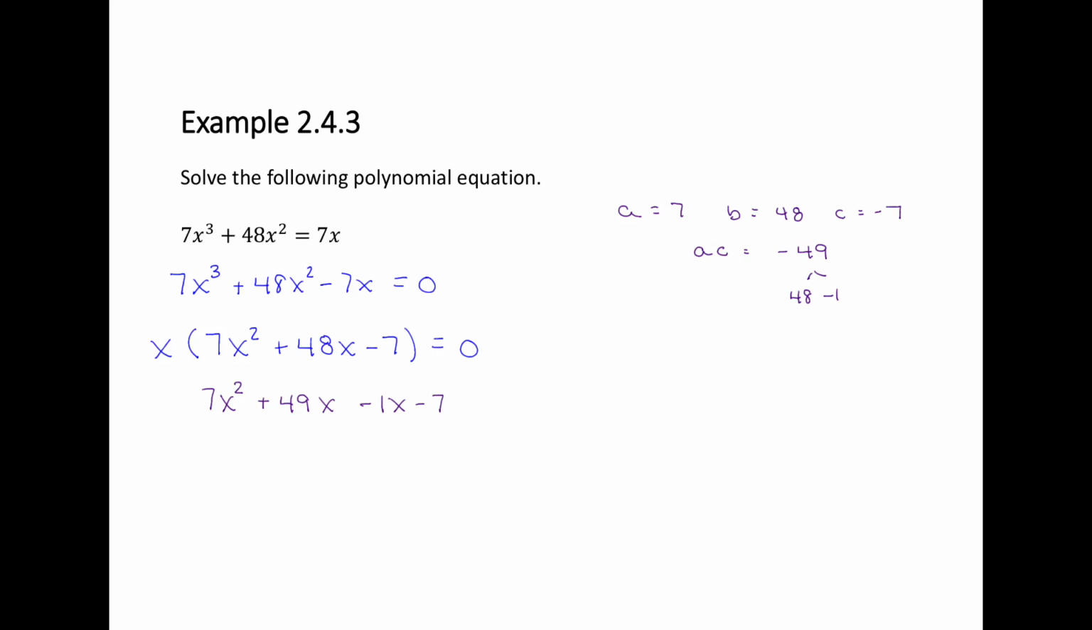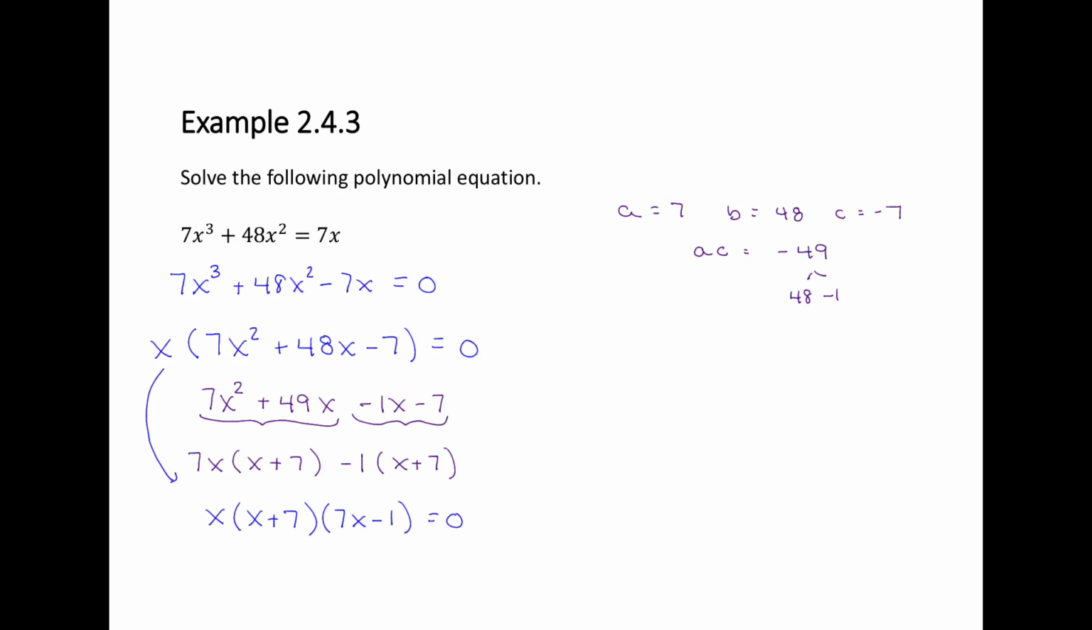Now, since I have 4 terms, I will factor by grouping. In the first group, I can take out a 7x, which will leave me x plus 7. In the second group, I'll take out the -1, which will leave x plus 7. The 2 parentheses are the same, so I'll write that common parenthesis down, and then in the second parenthesis, I'll put the 7x minus 1. And now I'm going to bring down that x from up above, and I have my 3 linear factors.